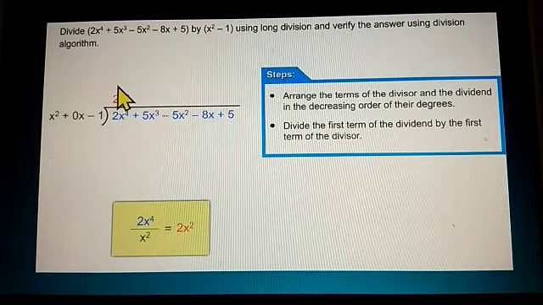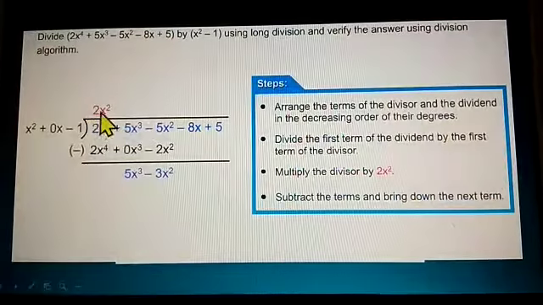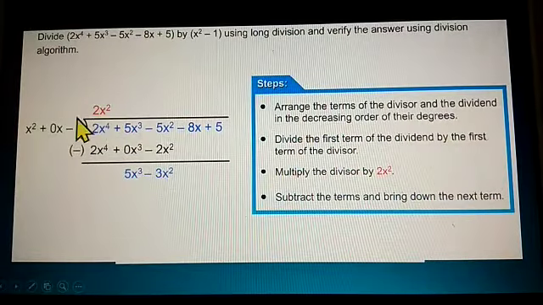Now once you know this, what do we usually do? We multiply the divisor by the quotient term. That has been done here. So x square plus 0x minus 1 is multiplied by 2x square. What are we getting? 2x square into x square is 2x power 4, 2x square into 0x is 0x cube, and 2x square into minus 1 is minus 2x square. Once we finish the product and get this expression, the next step is to do the subtraction.